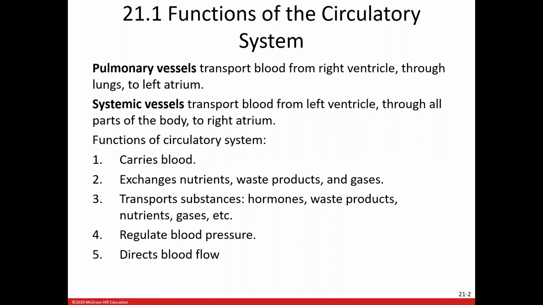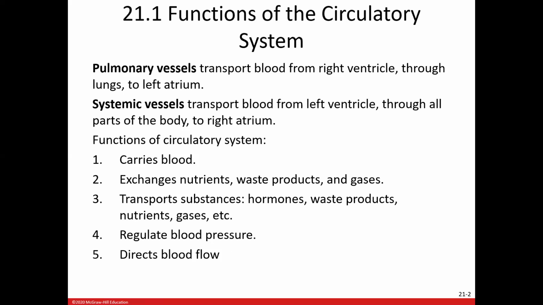And much like your heart itself, the circulatory system has pretty much synonymous functions with the heart. It's just now being covered to the entire body, not just the central region of the heart. So it's going to carry blood all throughout. It's going to be responsible for not only exchanging nutrients and waste products and gases, things like oxygen and CO2. It's also going to transport a number of other substances as well, things like hormones or neurotransmitters that need to be passed from one area of the body to another to initiate some sort of physiological change.